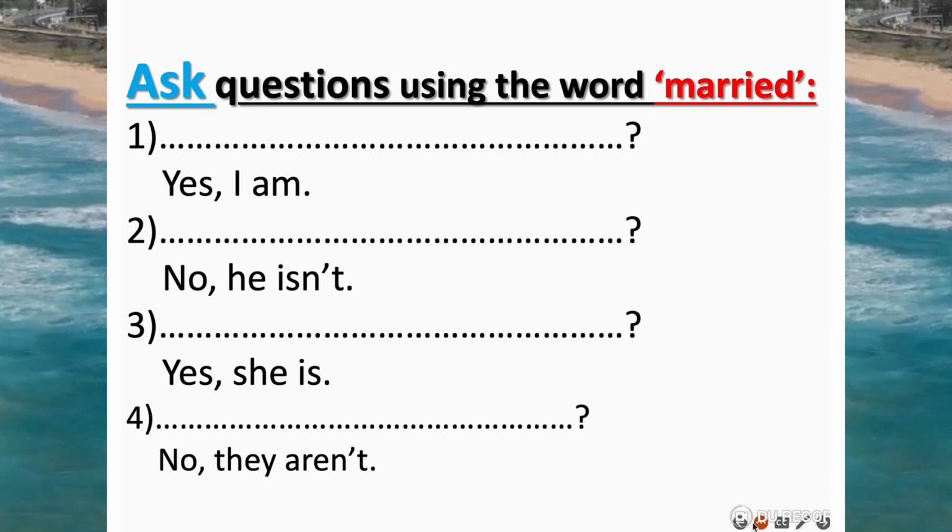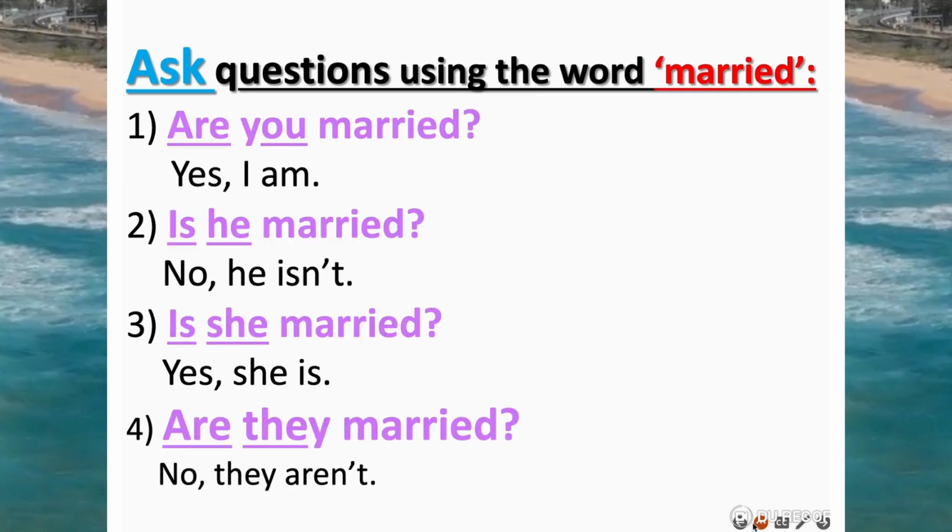Ask questions using the word married. So here in the question, we should have the word married. Yes, I am. No, he isn't. Yes, she is. No, they aren't. Let's see the answers. So the first question is, are you married? Yes, I am. The second question, is he married? No, he isn't. The third question, is she married? Yes, she is. The fourth question, are they married? No, they aren't.